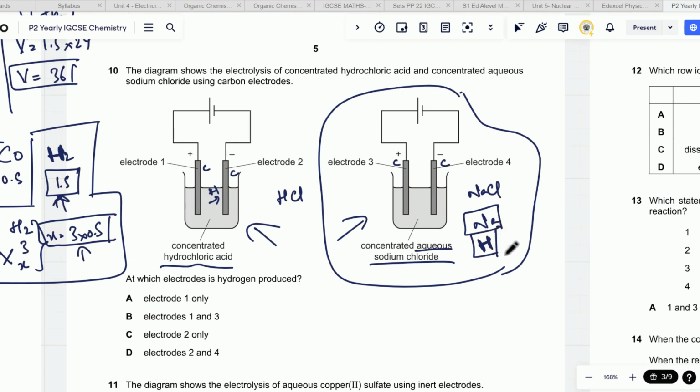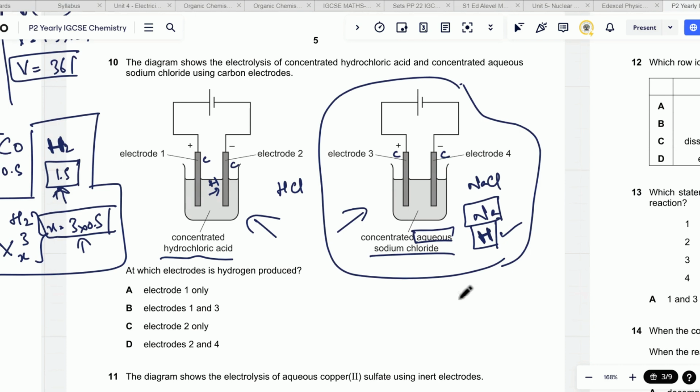So therefore, who's going to go on electrode 4 between sodium and hydrogen? Hydrogen. And why is that? Why is sodium not going there? Because the solution is aqueous, right? You remember all those things that we studied in detail when we have a concentrated aqueous sodium chloride, and molten sodium chloride, and the reactivity as well. So therefore, hydrogen is going to go on electrode number 4. Very good. Okay, so 2 and 4. That means 10D is the answer.